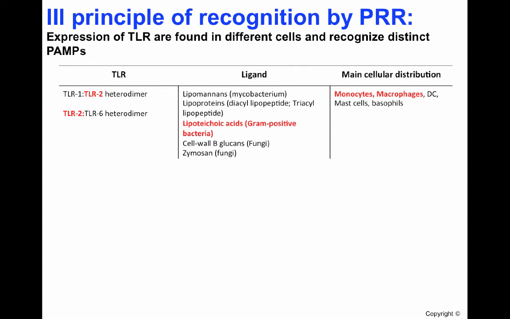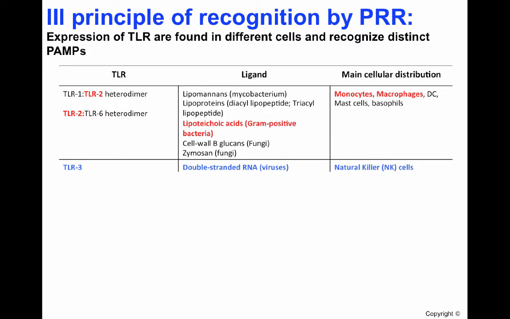For instance, toll-like receptor 2, which is associated with TLR 1 and 6, is found mainly in macrophages, mast cells, and dendritic cells. These cells are found in intact tissue ready to recognize pathogens. TLR2 recognizes LTA, or lipoteichoic acid, which is present on gram-positive organisms. TLR3 is an intracellular PRR that recognizes the RNA of double-stranded RNA viruses. TLR3 is commonly found in natural killer cells, which are great in recognizing viruses and releasing cytokines against those viruses.